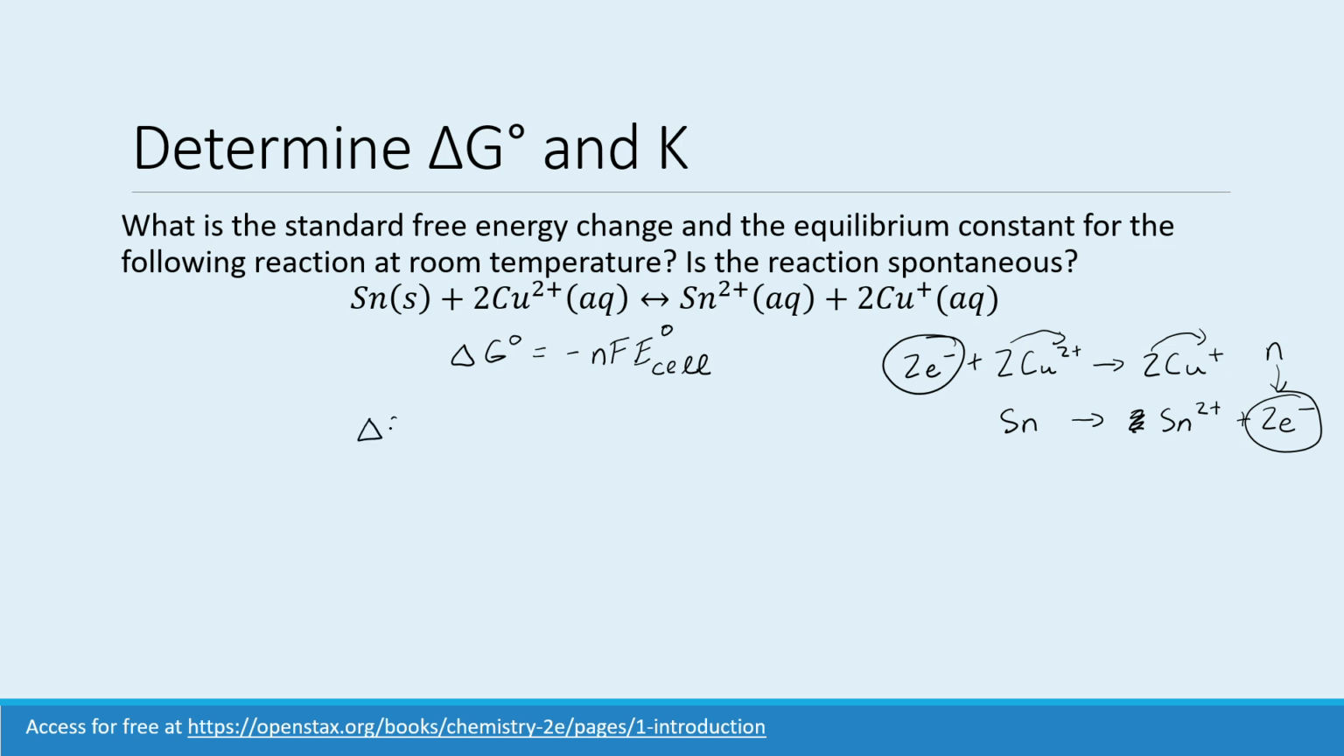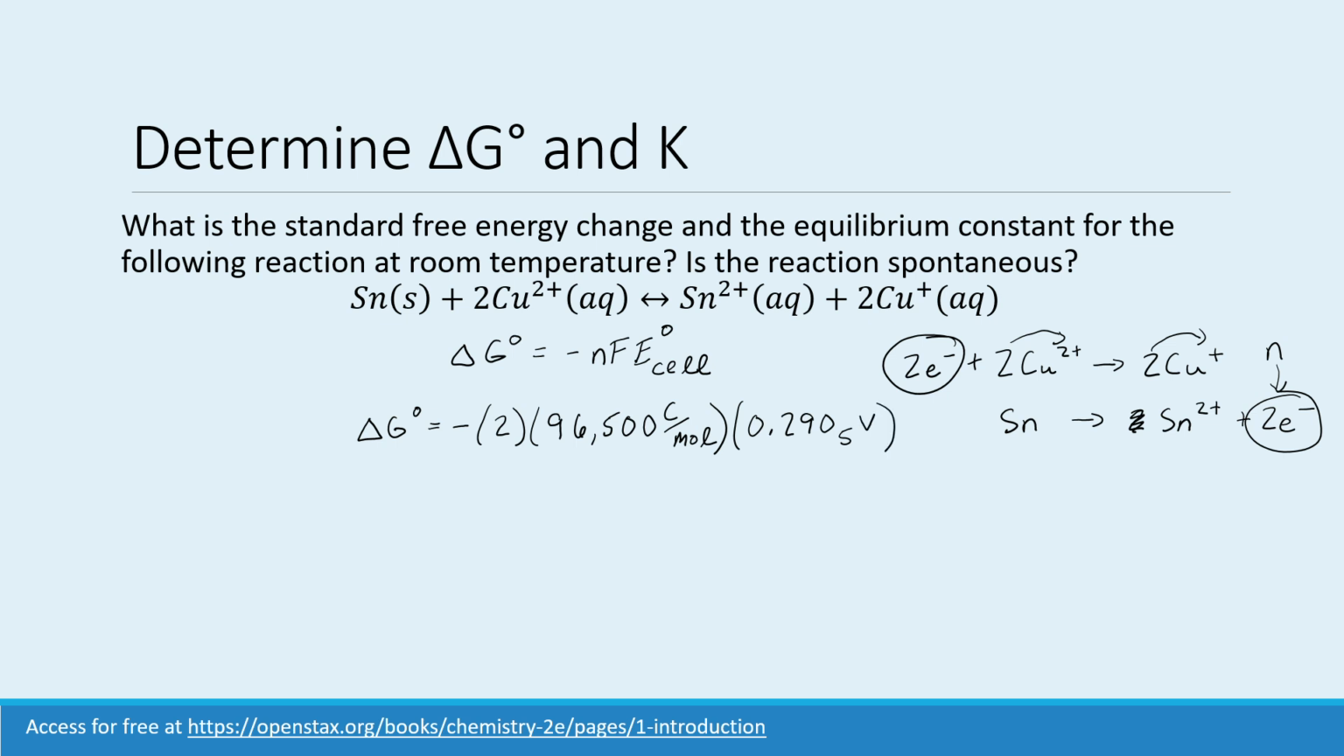Okay, so now that we know the value of N and the standard cell potential, we can simply plug this into the equation, and you get delta G standard equals negative N, which is equal to 2. And that is infinite sig figs. Okay, that's a whole counting number. And then times that Faraday's constant, which is the 96,500, and that is in units of coulombs per mole. And then multiply that by the standard cell potential that we calculated of 0.2905. And that is in volts.